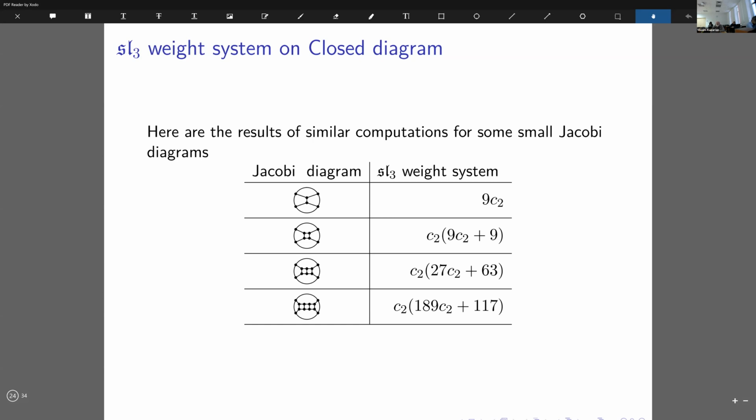It has been proved that for a Lie algebra weight system, the degree of the value of this weight system on a Jacobi diagram is at most the number of its legs. So here for the diagrams on the screen, we do not obtain elements of degree greater than 4 on the right. Okay.